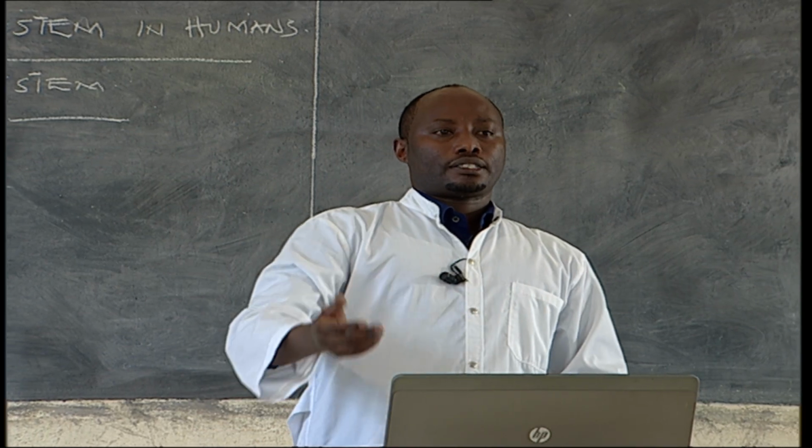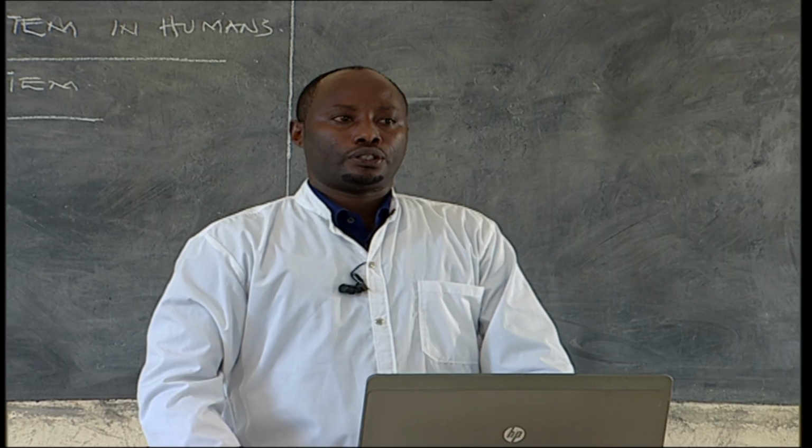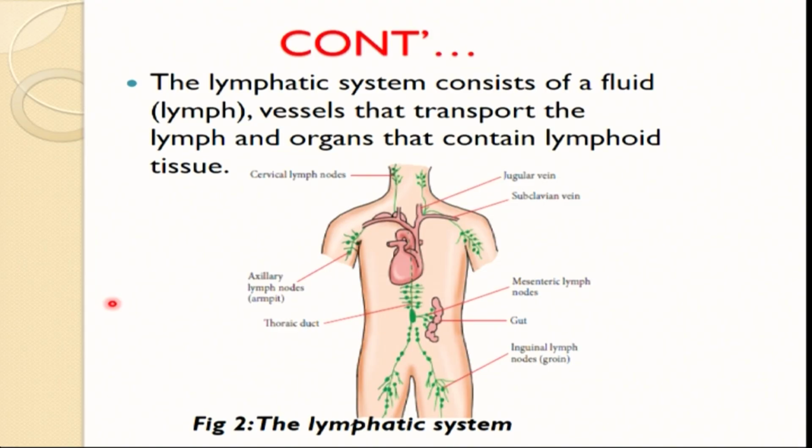Let's go on. The lymphatic system consists of fluid, as I mentioned. It is made up of lymphatic fluid, which is called lymph. It is made up of lymphatic vessels that transport lymph, and organs that contain what we call lymphoid tissues. Let's go through the diagram. We are going to see where these are found mostly.